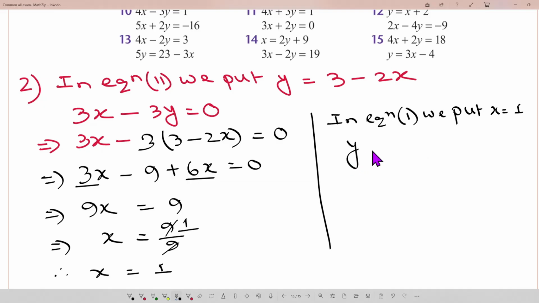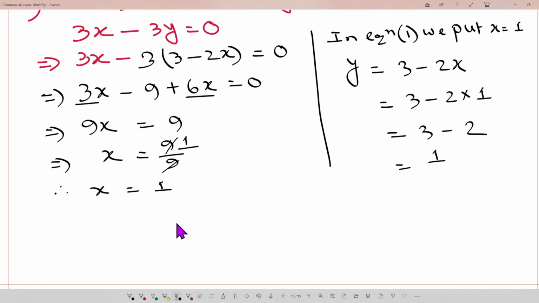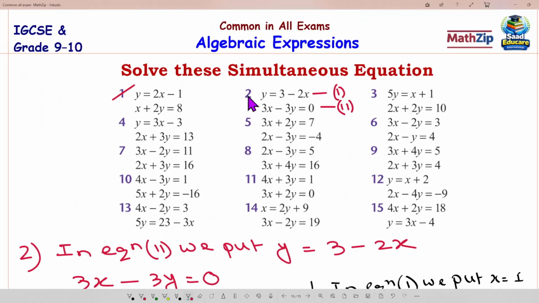It means y equals 3 minus 2x, then 3 minus 2 times, again for x we can write 1, then 3 minus 2 times 1 is 2, and finally 3 minus 2 is 1. So it's a very simple format. So we can say our answer will be x and y equals 1 and 1. Very simple. So question 1 and 2 done.